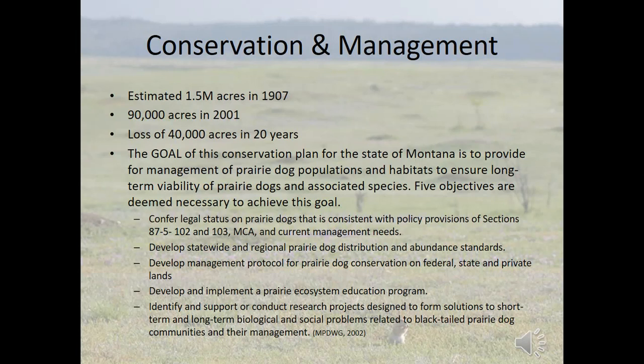The objectives are: confer legal status on prairie dogs that is consistent with policy provisions of Section 85.5, 102, and 103 MCA and our current management needs. Develop statewide and regional prairie dog distribution and abundance standards. Develop management protocol for prairie dog conservation on federal, state, and private lands. Develop and implement a prairie dog ecosystem education program. Identify and support or conduct research projects designed to form solutions to short-term and long-term biological and social problems related to black-tailed prairie dog communities and their management.